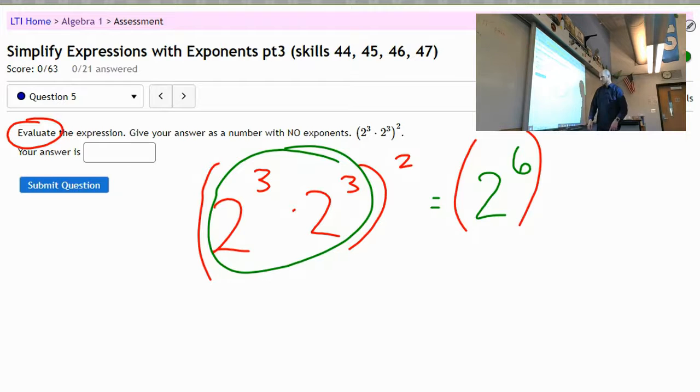Now, the 2 to the power of 6, base stays the same, just add the exponents to get 6. Now that 2 to the power of 6 is raised to another power. 2 to the power of 6 raised to the power of 2. That means I multiply these two powers together. And 6 times 2 is 12.